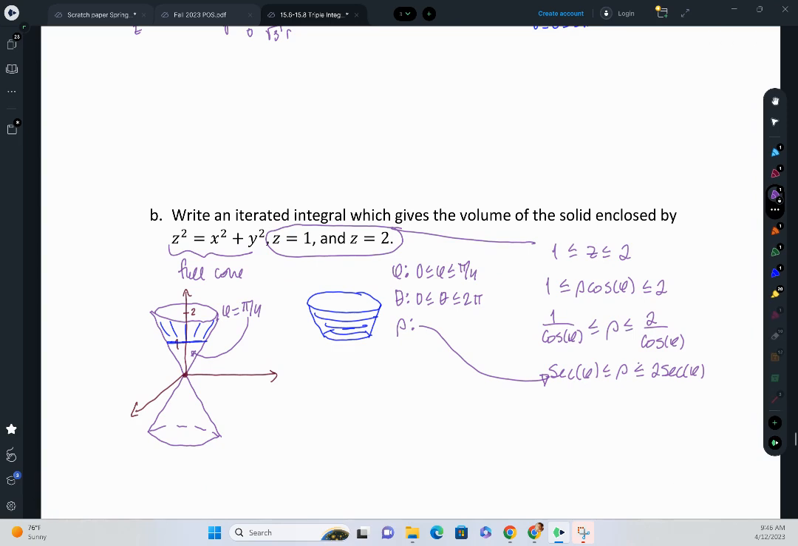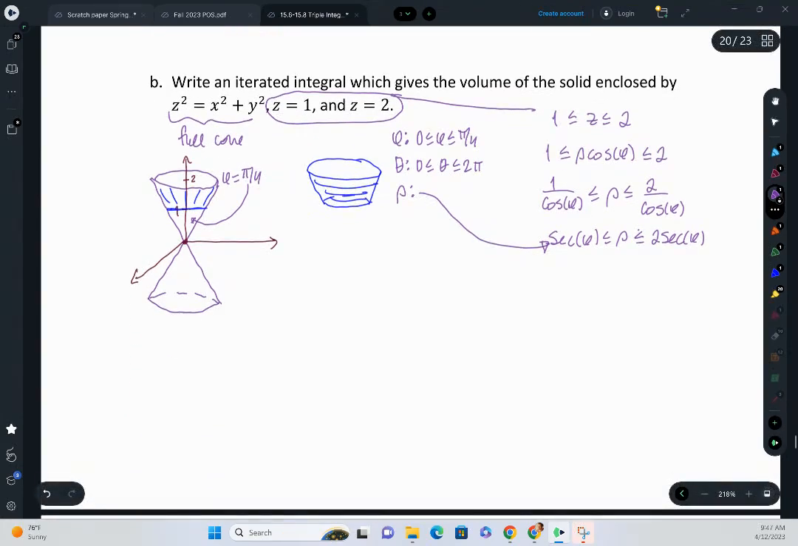Okay? So sometimes one of your variables is not going to be bounded by constants. It's going to be bounded by functions. And so you have to play a little bit sometimes to find those, but we got it. So now we can find an integral. The volume would be the triple integral.